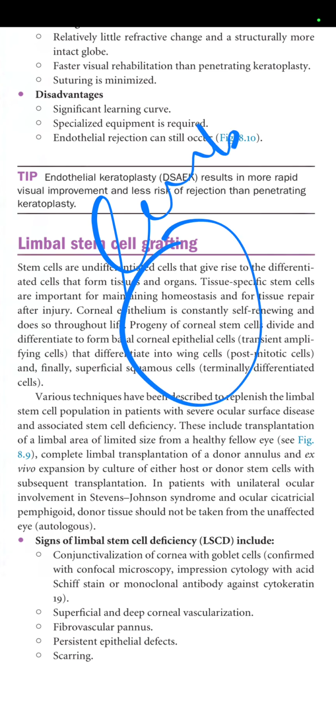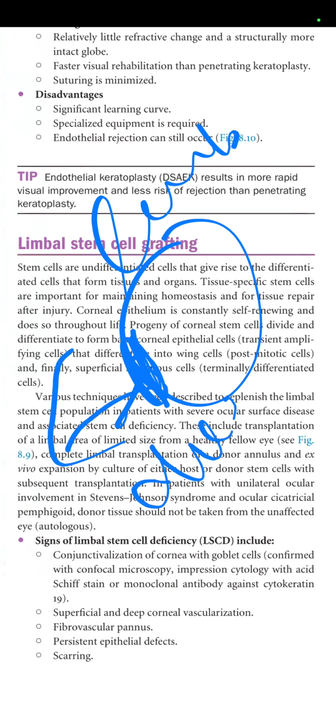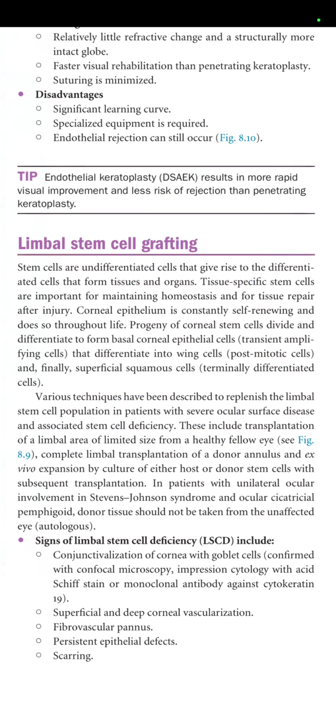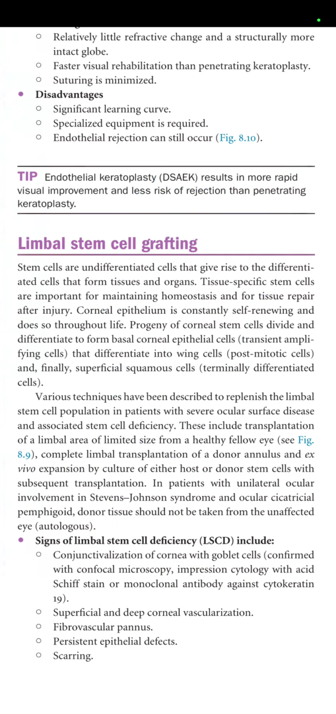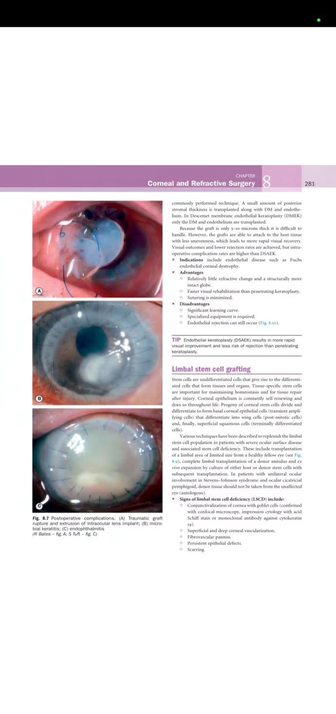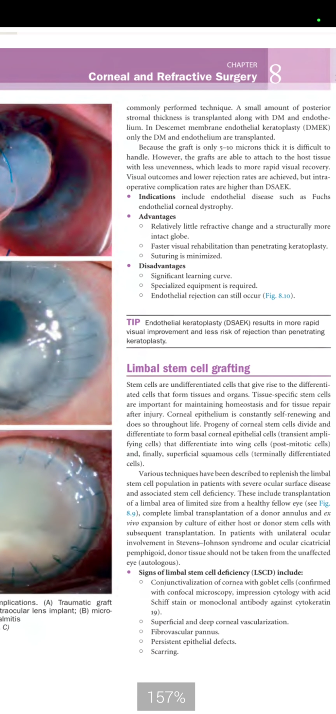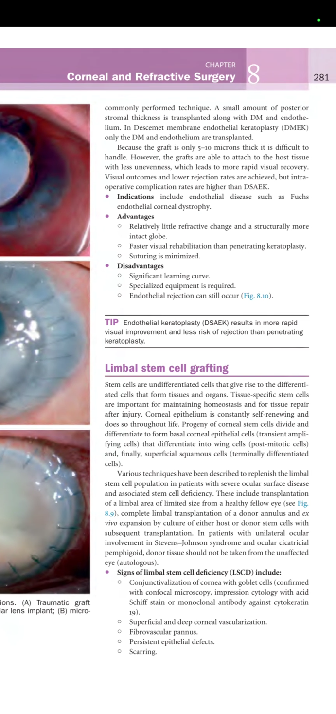Basically, you can use the healthy fellow eye limbus and graft it into the diseased cornea, as in case of chemical injury. You can also take the stem cells, grow and culture them, and then transplant them into the diseased cornea. And otherwise, you can use the donor cornea limbus for the transplantation.